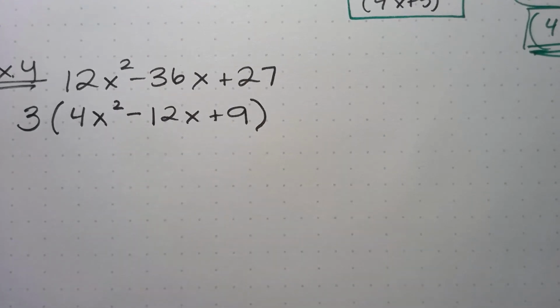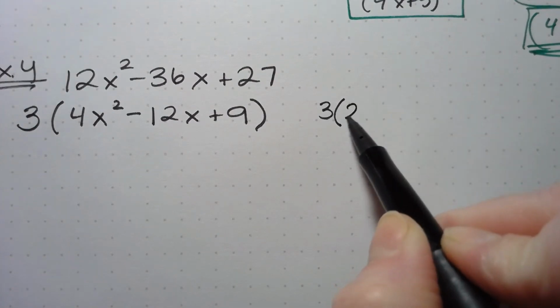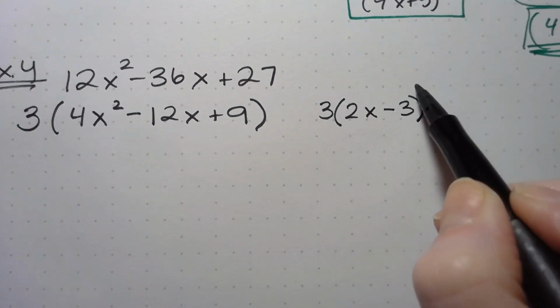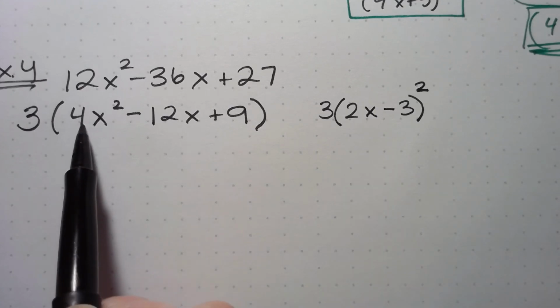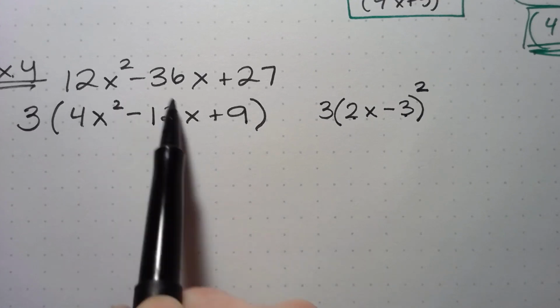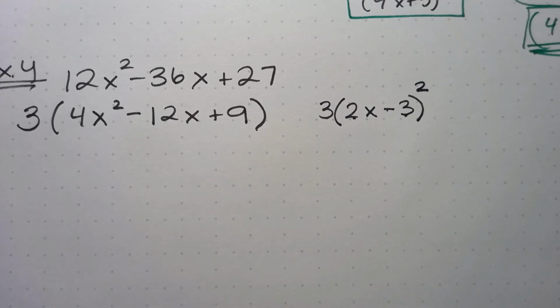Now, if you recognized the pattern from the last example, you would know that our final answer should end up being 3 times the quantity 2x minus 3 squared. Square root of 4x squared, square root of 9 is 3. Because this is a negative number, I'm guessing it's going to be a negative inside. So that's my prediction. I'm going to predict that that's our answer. We'll see if that's what it ends up being.